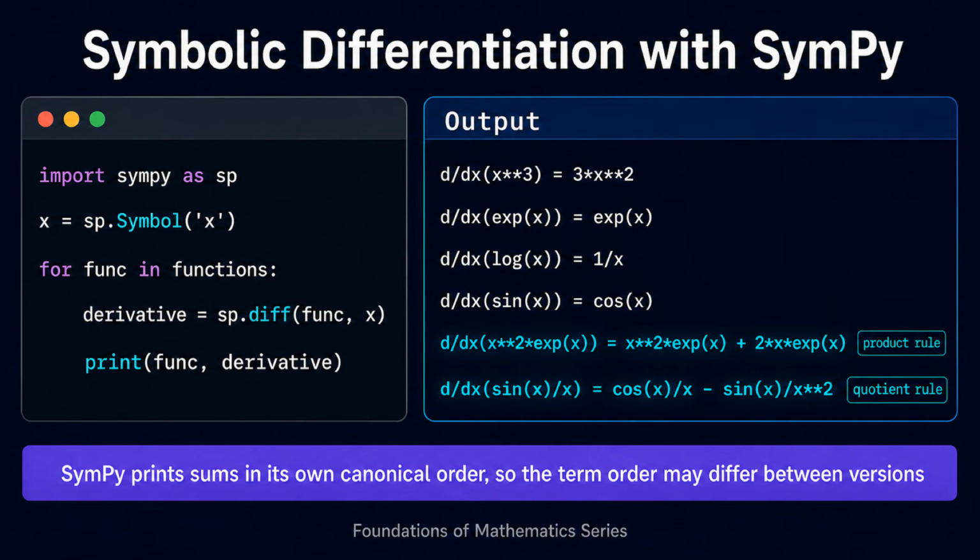X squared times the exponential of x becomes x squared times the exponential of x plus 2x times the exponential of x, which is the product rule. And sine of x over x becomes cosine of x over x minus sine of x over x squared, which is the quotient rule. One caution about reading such output. SimPy prints sums in its own canonical order, so the exact term order may differ between versions. Two printings that look different can be the same expression.